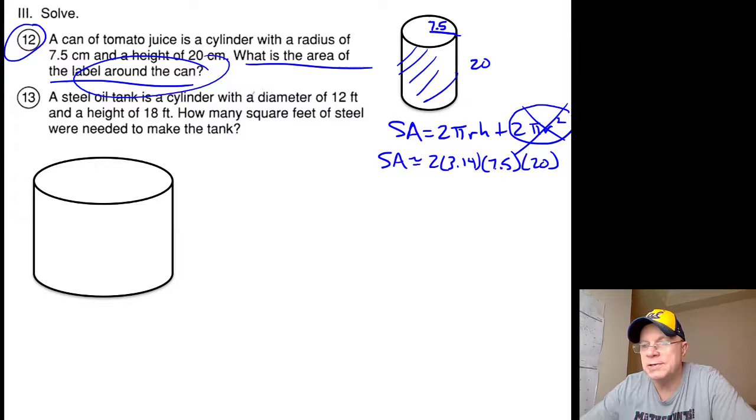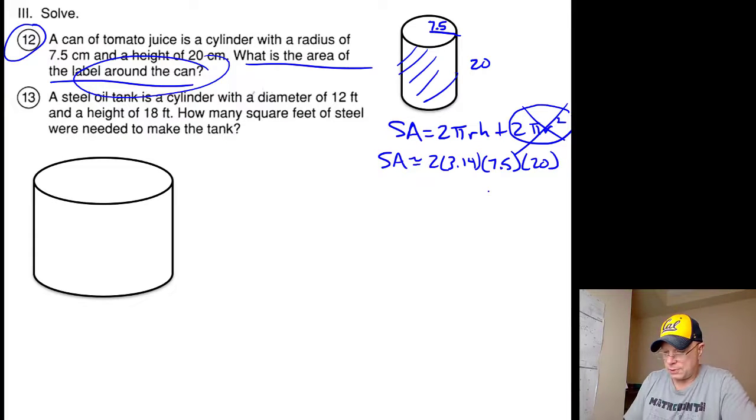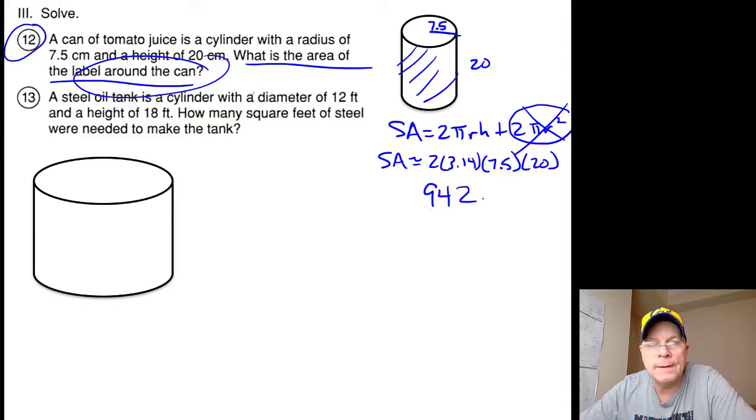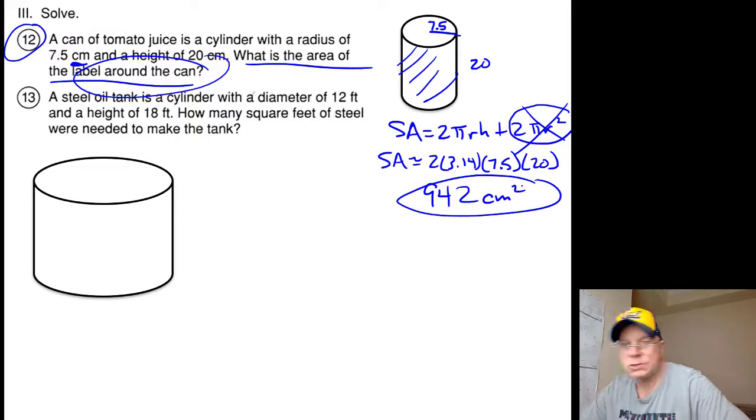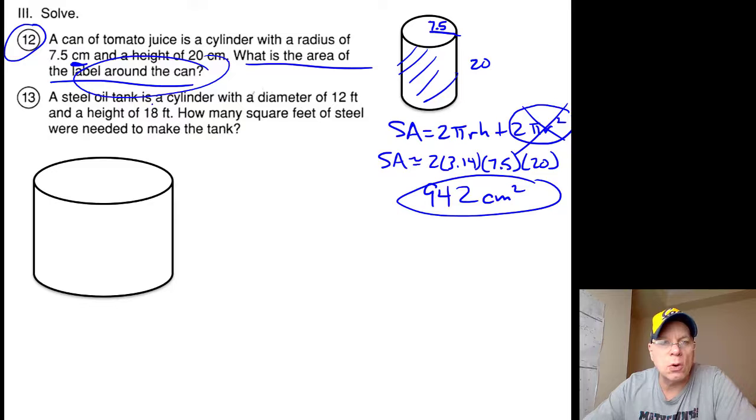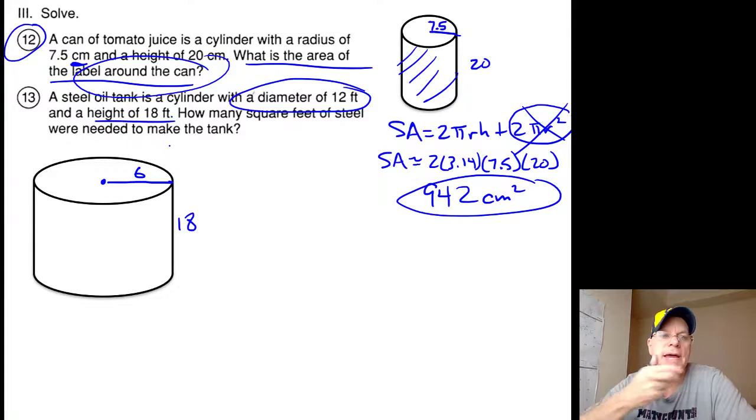7.5 times 20 is easy because 7.5 times 10 is 75. And double that, you get 150. So 150 times 6.28 is 942. The dimensions were given in centimeters, so that label of the can, that lateral area, would be 942 centimeters squared. 13. A steel oil tank is a cylinder with diameter of 12 feet. Okay, if the diameter is 12, I know the radius is 6, and a height of 18. How many square feet of steel were needed to make the tank?